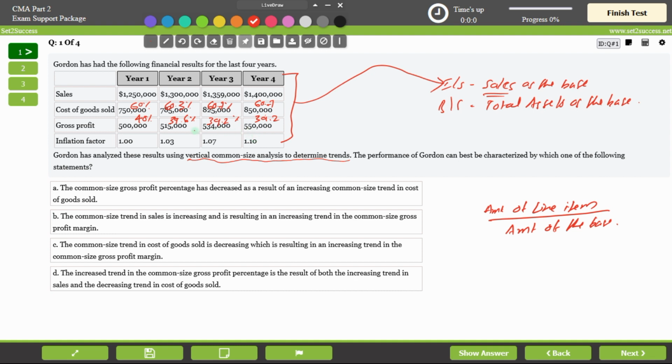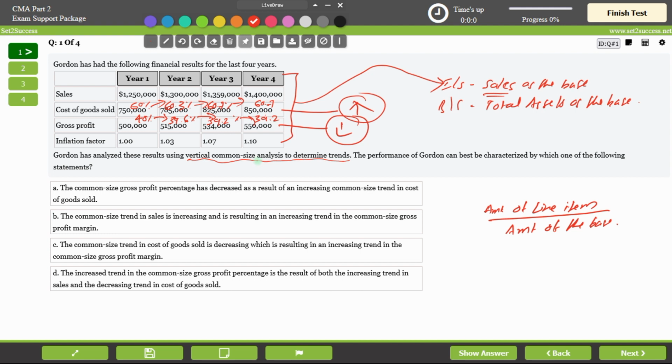So here what happens, your cost of goods sold is increasing, and the gross profit is decreasing. It's 40%, it has come down to 39.6%, then it has come to 39.2%, then 39.2%. But here from 60 it has gone up to 60.3, then it went to 60.7, so it's increasing and this is decreasing.